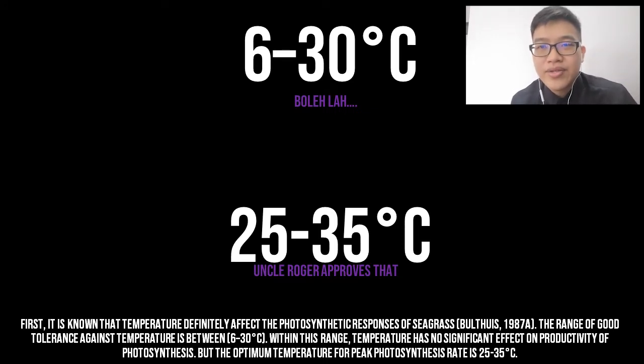First, it is known that temperature definitely affects the photosynthetic response of seagrass. The range of good tolerance against temperature is between 6 to 30 degrees Celsius. Within this range, temperature has no significant effect on the productivity of photosynthesis. But the optimum temperature for peak performance rates is 25 to 35 degrees Celsius.